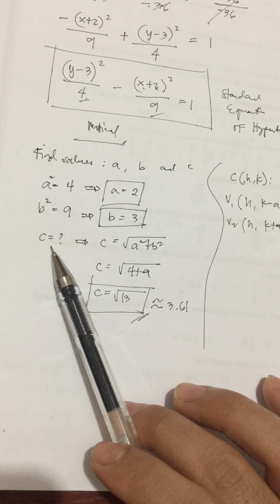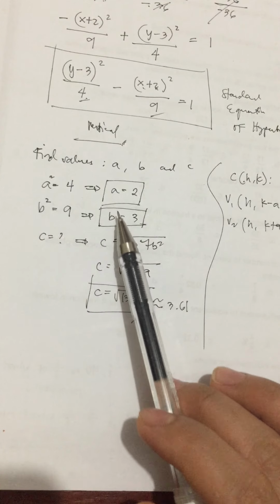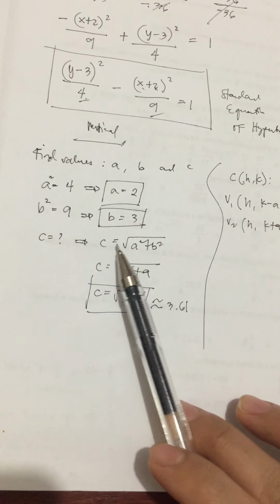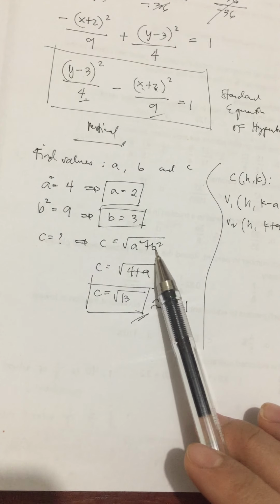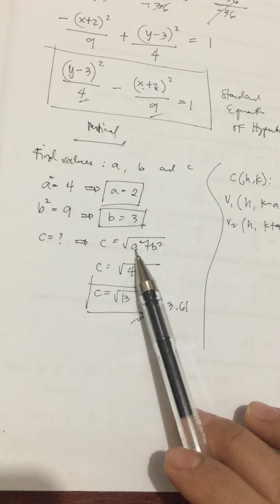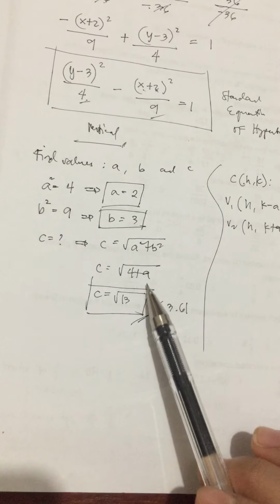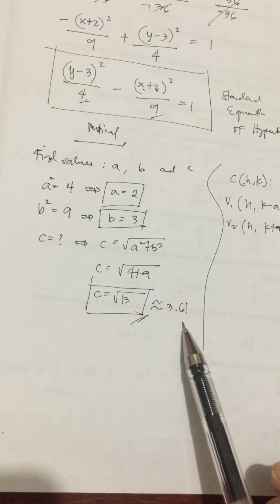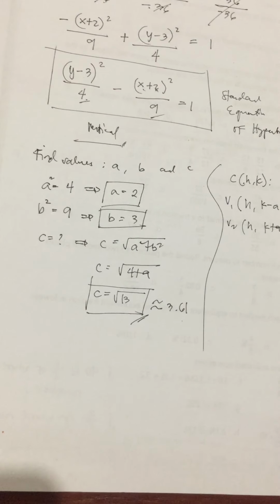C, we don't have C, but we can make use of the values of our A and B to solve for C. Just make use of the equation C equals the square root of A squared plus B squared. C equals, what is your A squared? That is 4. What is your B squared? That is 9. So 4 plus 9, that is 13, approximately equal to 3.61.